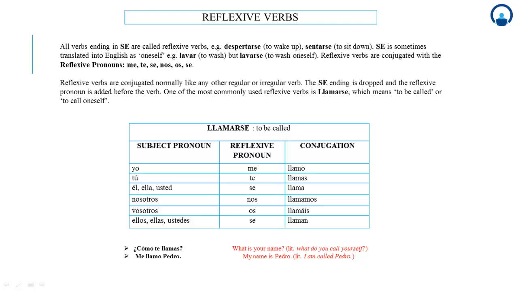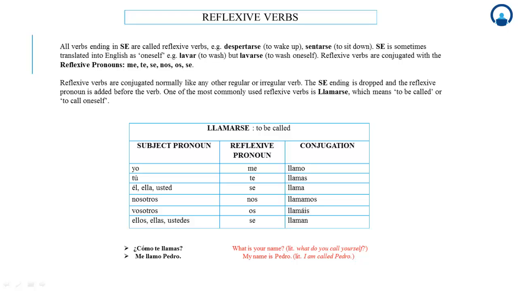As we know, all the verbs ending in se are called reflexive verbs. For example, despertarse, that's to wake up. Sentarse is to sit down. Se is sometimes translated into English as oneself. For example, I've got the AR verb lavar. Lavar means to wash. But if I have the ending se at the end of this verb, I get lavarse, and this would mean to wash oneself.